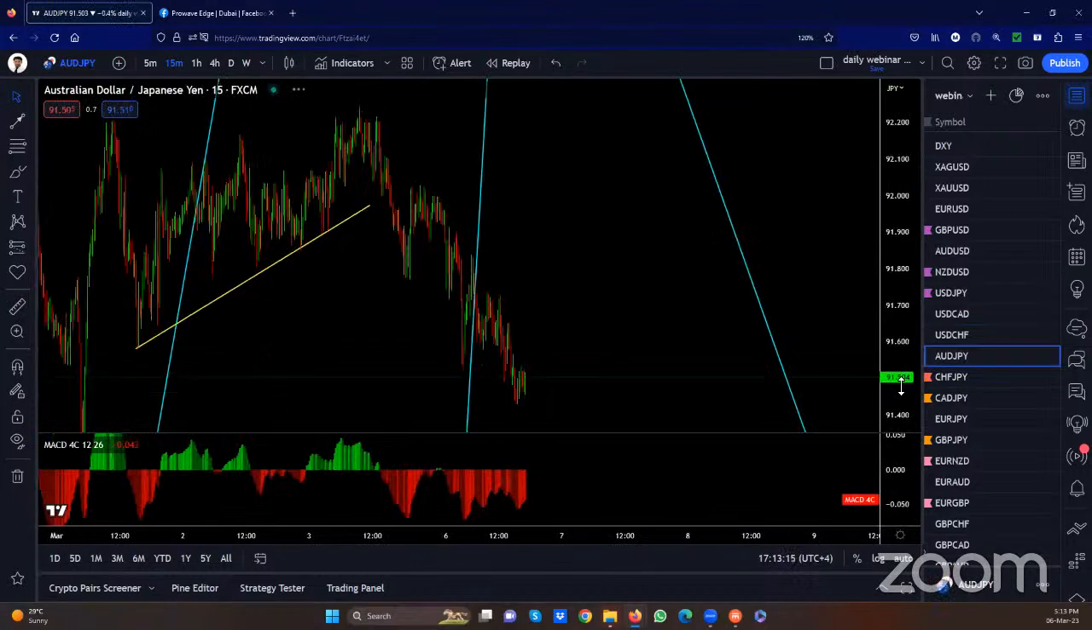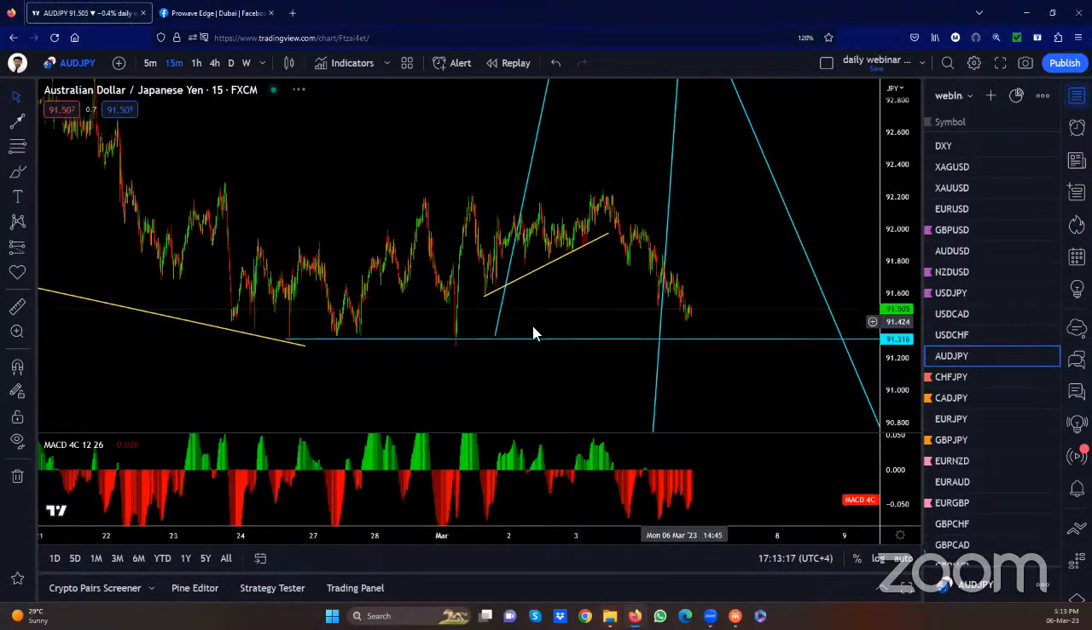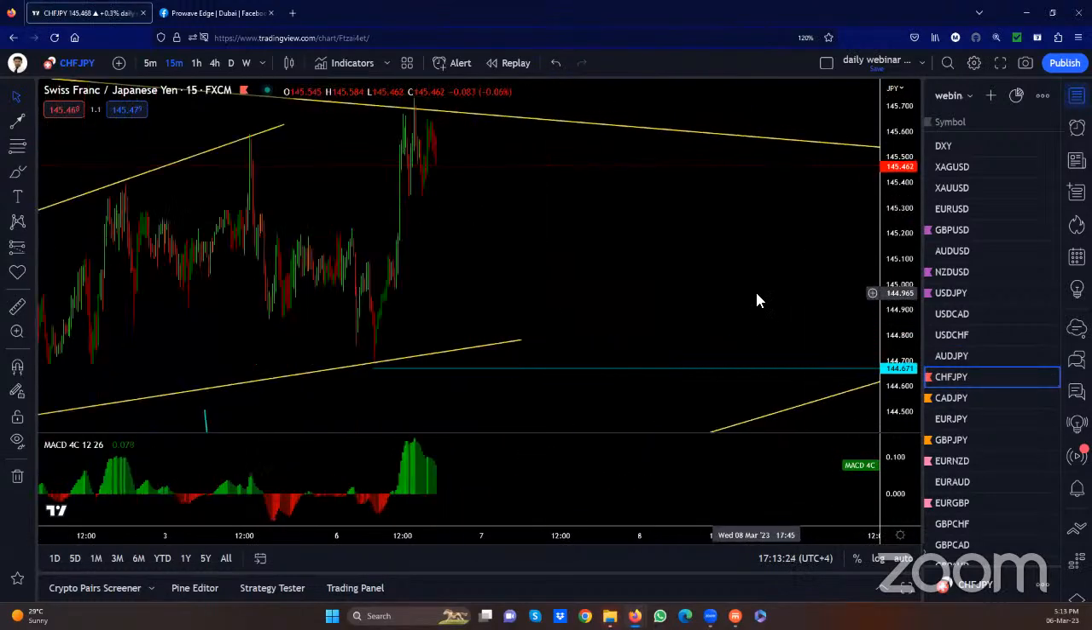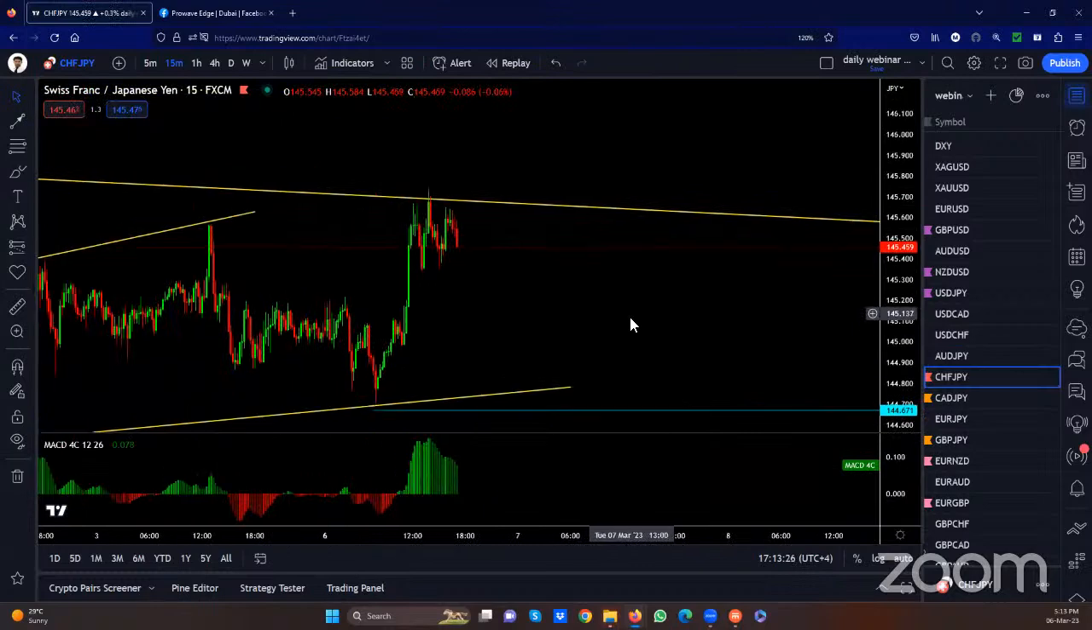Aussie yen, nothing. We still don't have a trade. It came back all the way to the low, so we'll assume that they're making a bigger correction here. We'll wait for that. Swiss yen, we're looking for a sell setup from the top here.